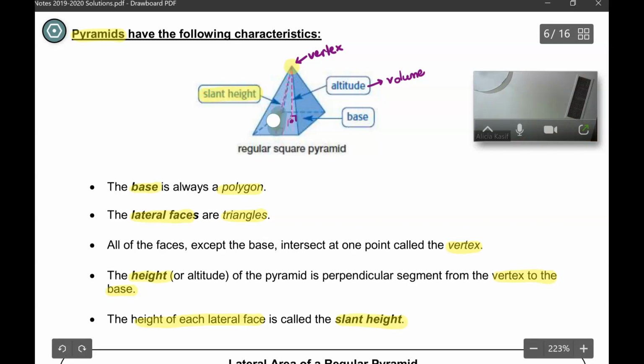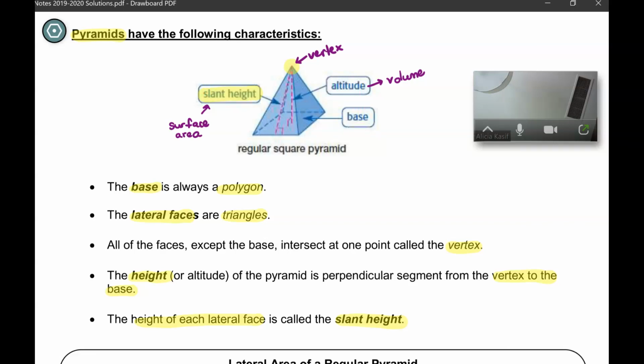The slant height is used with surface area, because with surface area we think of what's on the outside. We are always going to refer to the slant height with an L, because for the altitude or the height, we're going to use an H. I'll use a cursive letter L to distinguish slant height.